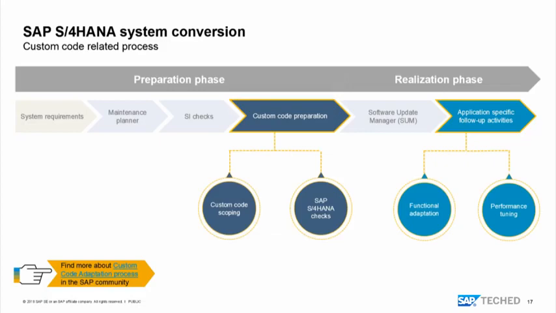Because S/4HANA is simplified also on database level, on repository level. That means there are some new SAP objects and some old SAP objects are gone, and this is true for database tables as well. There are famous examples like ACDOCA, that is the universal journal for the financial area, which is the new table, and there are a couple of old tables that are deprecated, and the technical conversion will transfer the content from the old table to the new table.